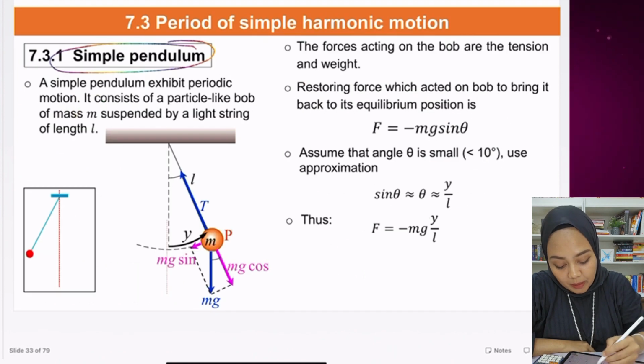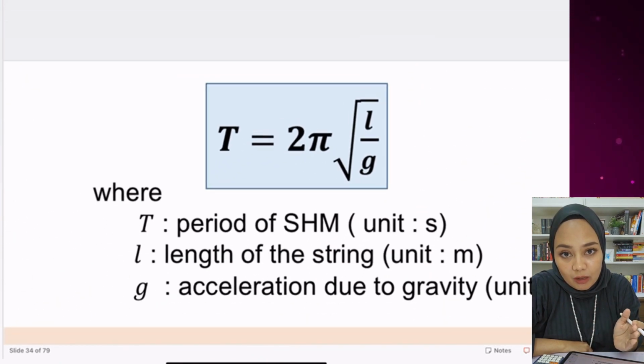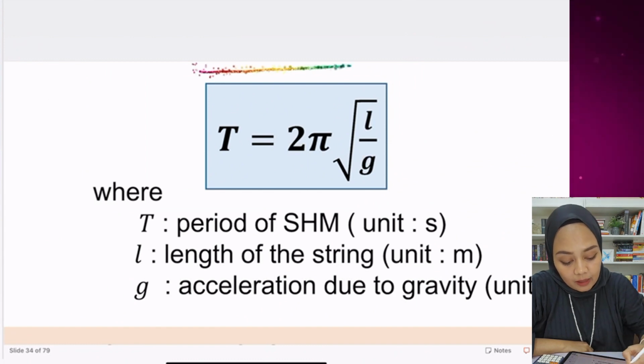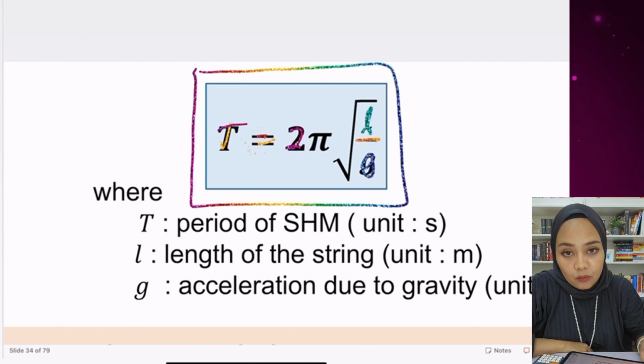So for simple pendulum, we have length. This is the length. So the equation is this one. I'm going to be very short and very brief. So the equation for pendulum, we have L over G. This is the prominent part. Of course, the equation is T equals 2 pi root L over G.